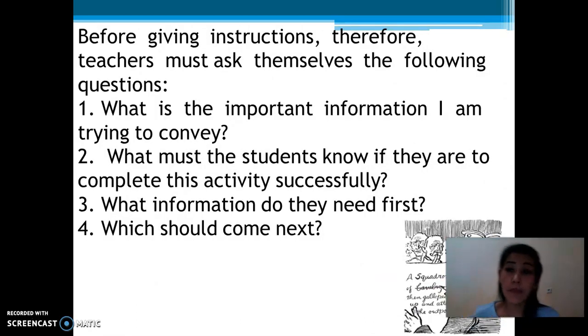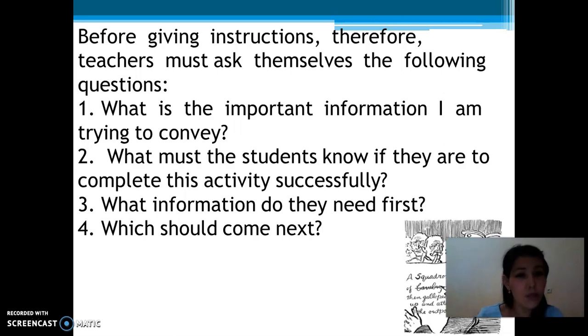Next one, before giving instruction, therefore, teachers must ask themselves the following questions. The first one, what is the important information I am trying to convey? While we are designing one particular task, for example, a reading task, maybe a writing task, what do we want from the learners by doing this task? What is the importance of this task?